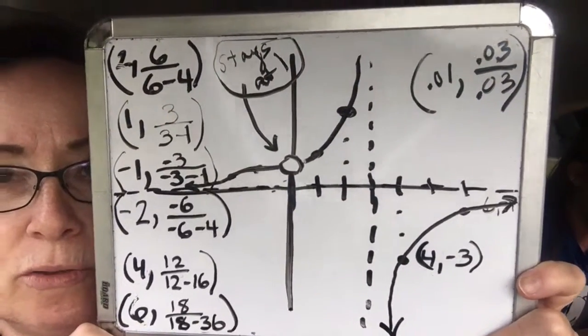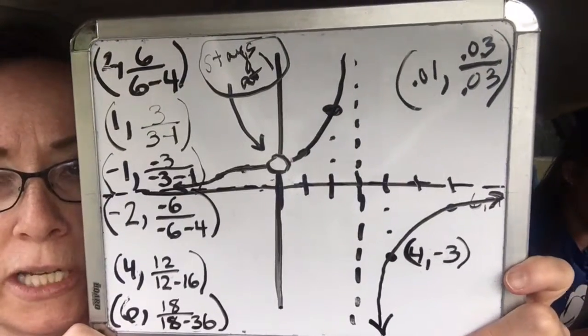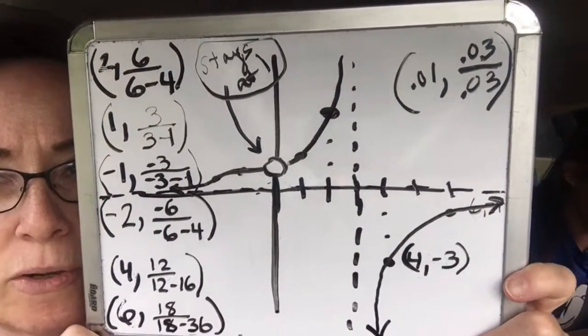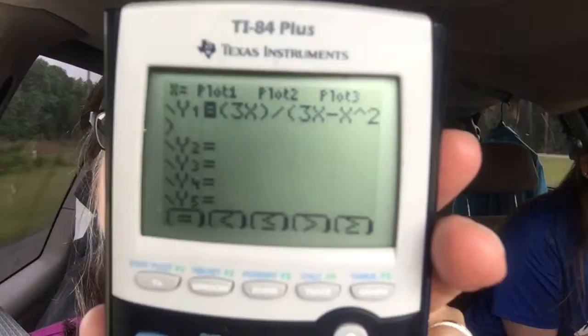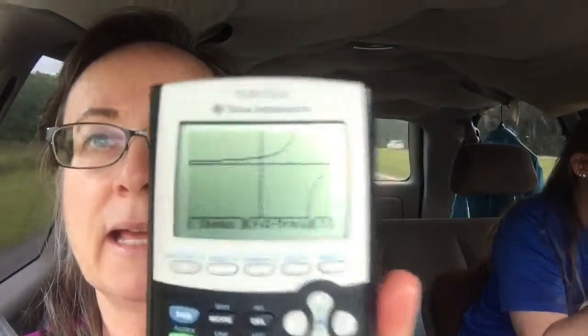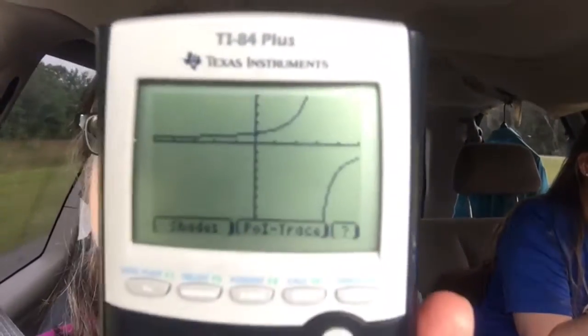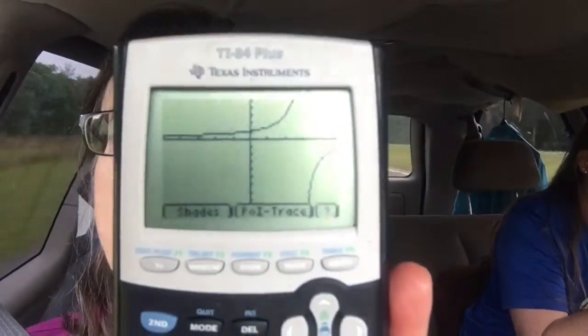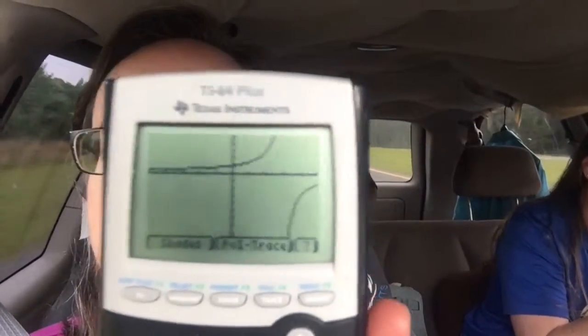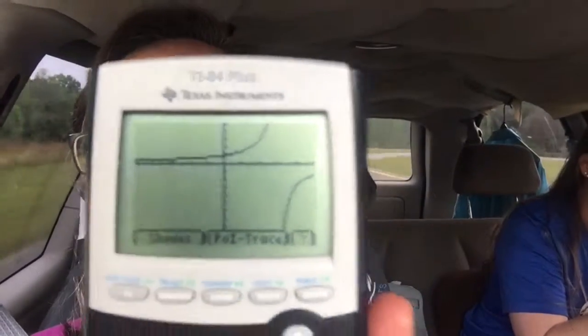And I'm going to show you the graphing calculator check of it here shortly. So here is my function that I put into the graphing calculator, which I will screenshot for you shortly. And here is the graph. Notice it crosses the y-axis at about 1, and it approaches the asymptotes as we expected it to.